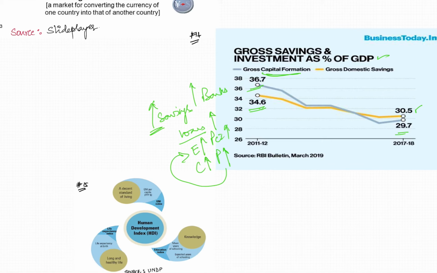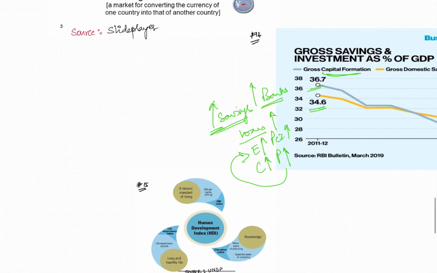Since savings have come down, the capital formation has come down. How does capital form? Like I told you here, savings are with banks, and banks, they are having more deposits, which means they can loan more. Now, since the deposits have come down, the capital formation has also come down.